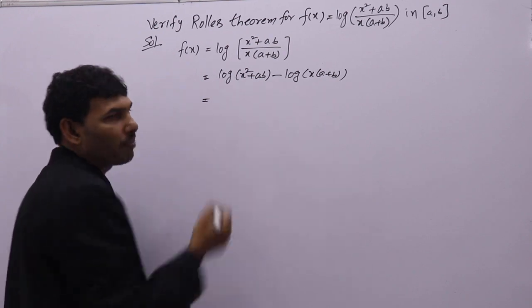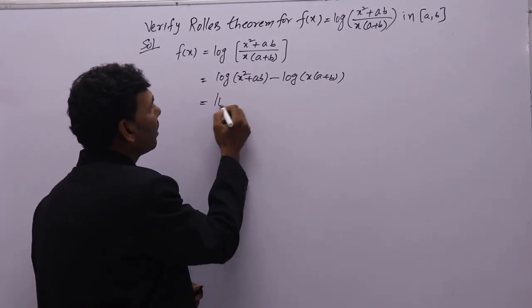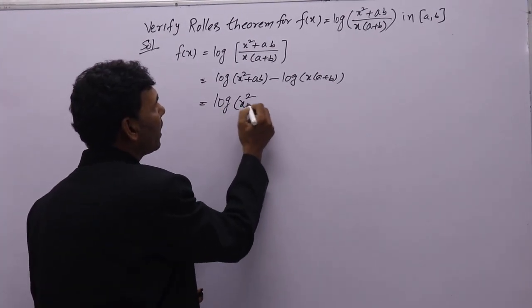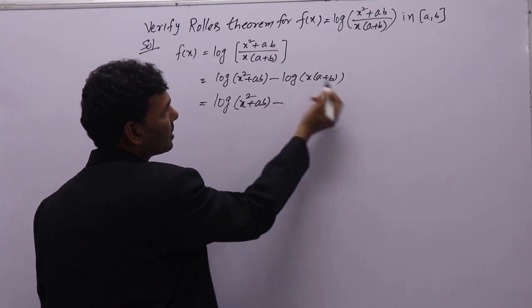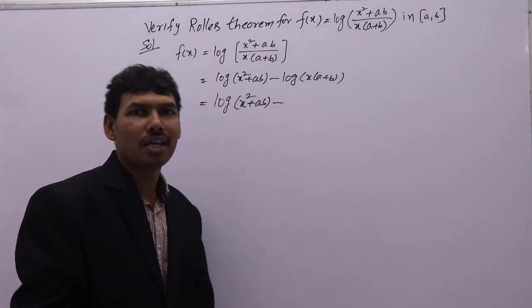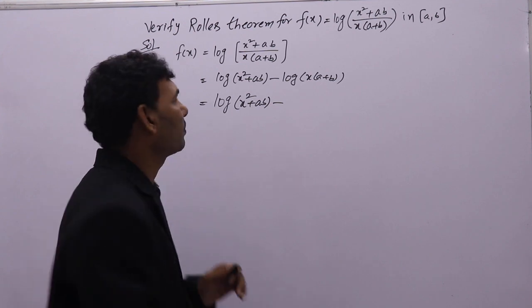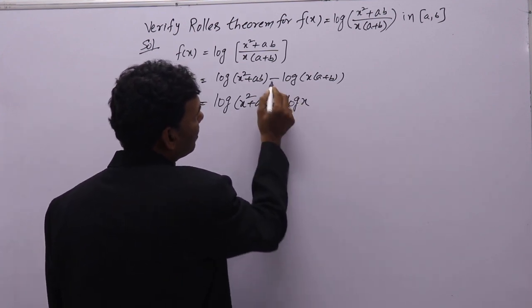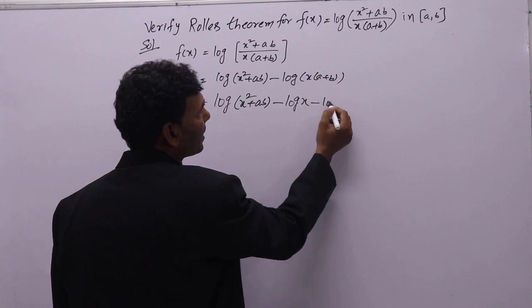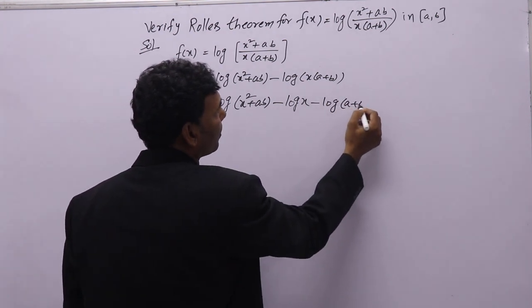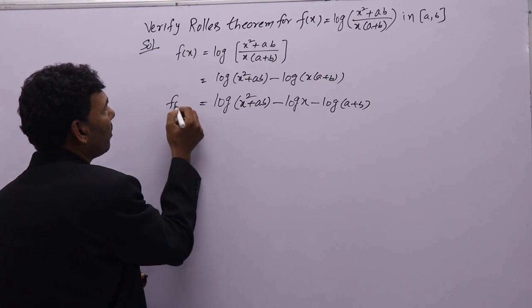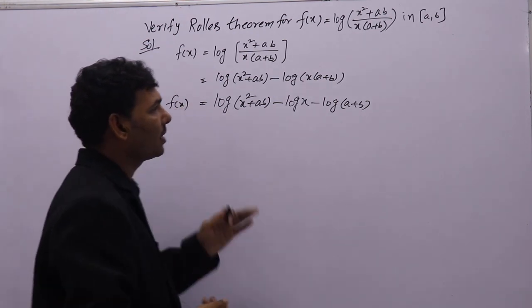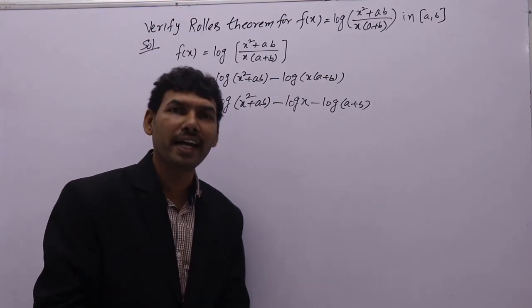Again, it can be split like this: log (x square plus ab) minus log of a product, the formula is log a plus log b. That is, log x plus log (a plus b). So this is the actual f of x. If you split like that, then it is easy to find the derivatives.